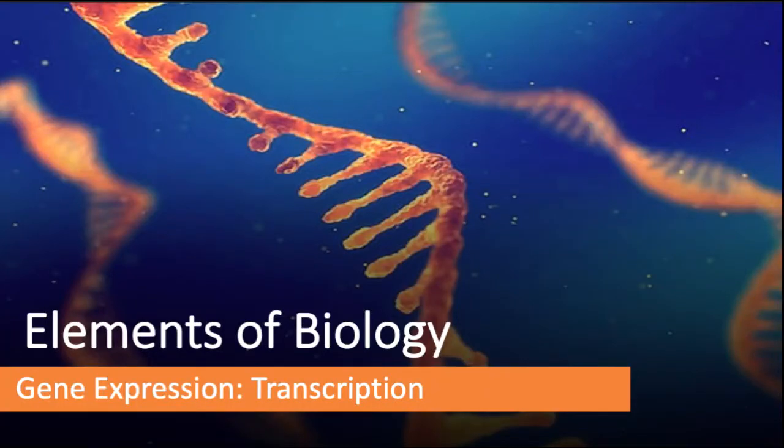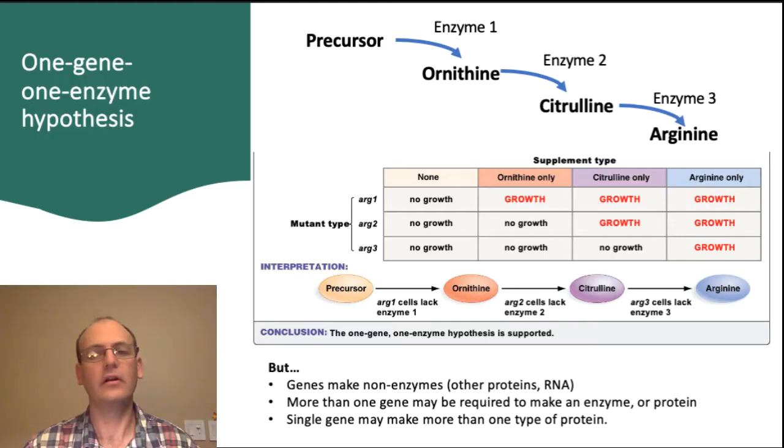By now, we've learned a lot about inheritance and DNA, but what exactly does DNA do? Well, we'll start this video with a brief overview of how DNA directs the production of proteins and then focus on the first step of that process, transcription. In the early to mid-1900s, researchers were trying to figure out how the hereditary material, whatever it was, could determine the phenotype of an individual.